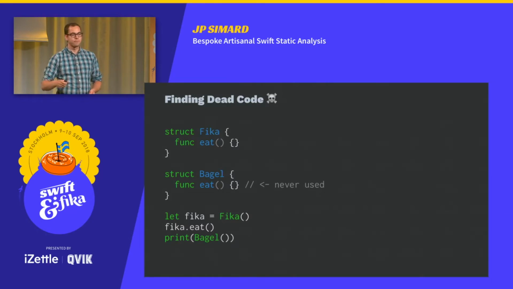And so in this case, we have two structs, Fika and Bagel. They each have an eat function. And today we're just eating Fika. We're not eating bagels. So in this program, we're creating an instance of Fika, we're eating it, and just so that we can reference that Bagel type, we're printing it. But we never eat a bagel. Right? So this might be a bug, or it might just be slowing down your code.